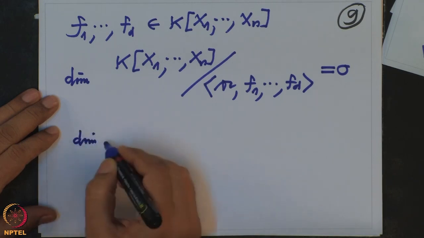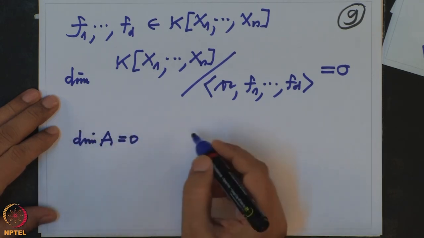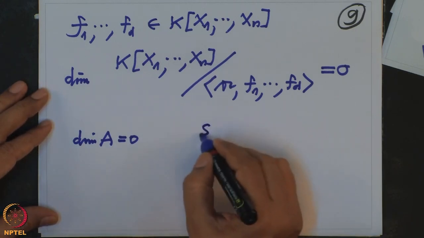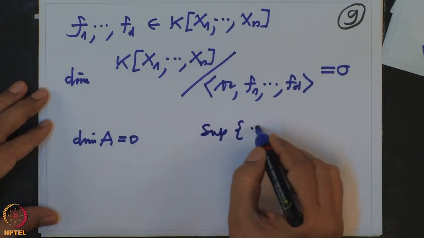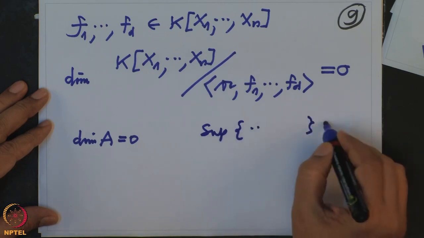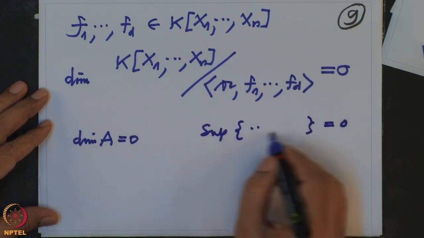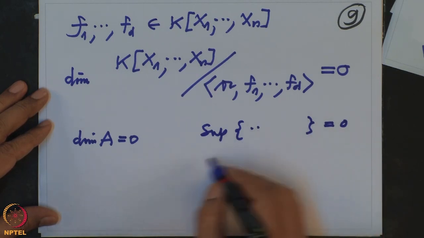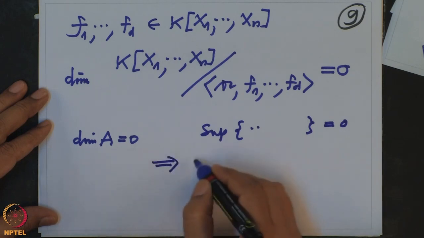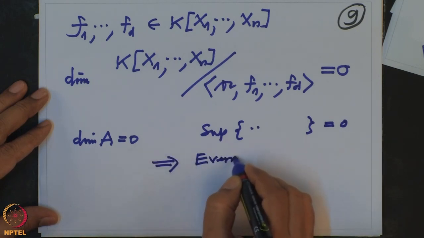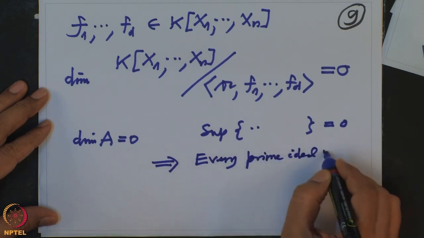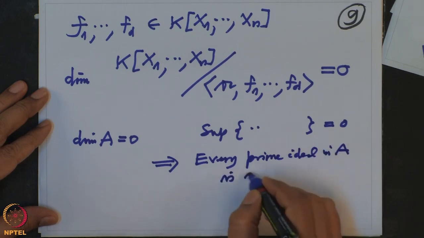So analyze this, dimension of A is 0 means that the only chain should have length 0. That means the sup of the chains will be equal to 0. That means at most there is only one prime ideal, there is no other prime ideal contained in that. So the first consequence is every prime ideal in A is maximal.